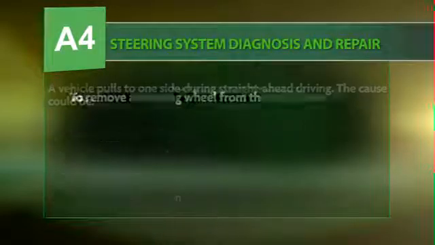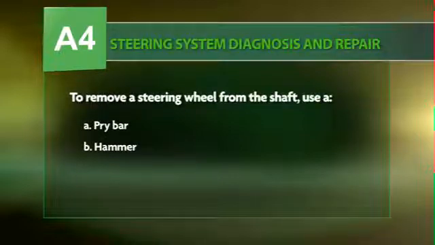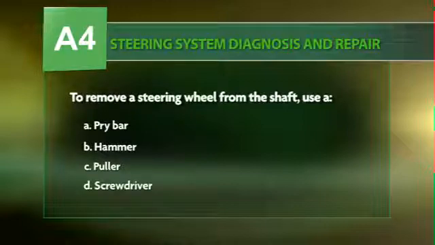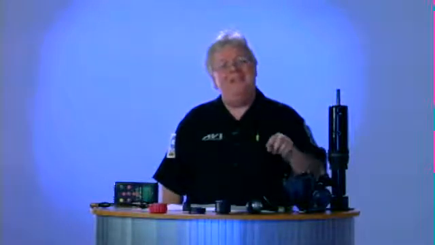Our next question: to remove a steering wheel from the steering shaft and the steering column, use A, pry bar, B, hammer, I'm liking it so far, right? C, puller, or D, screwdriver. Well, let's go to the car and actually take a steering wheel off a modern vehicle and see what it does take, the proper way to do it in your shop, and the proper way to answer the test question for ASE A4.